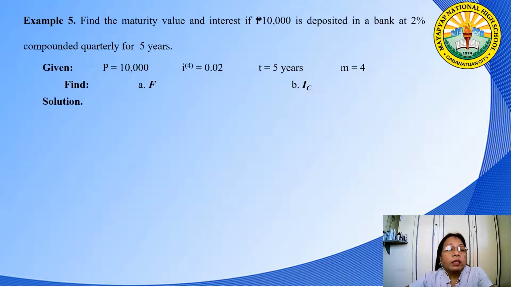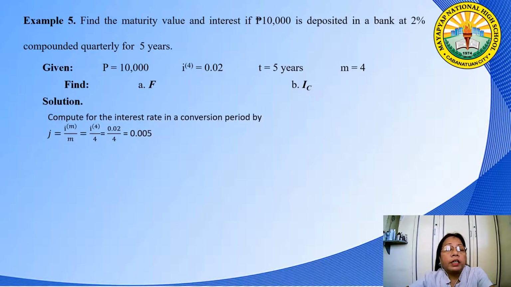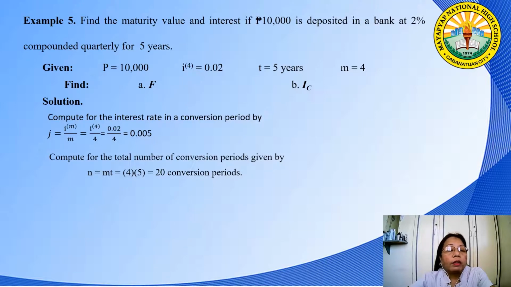So compute for the interest rate in a conversion period by j equals i raised to m over m equals i raised to 4, since it is quarterly, over 4 equals 0.02 divided by 4. j is 0.005. And to compute for the total number of conversion periods, given by n equals the product of mt, where m is the number of conversion periods, which is equal to 4 times the number of years, 5. So n equals 20 conversion periods.